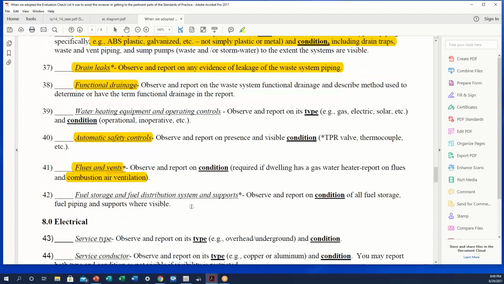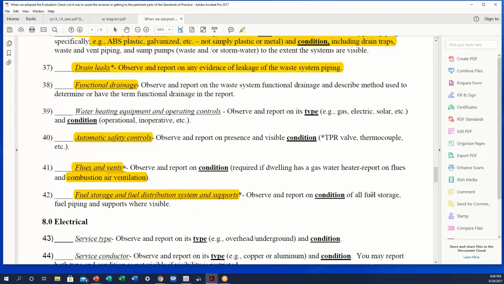Okay, fuel storage and fuel distribution systems and supports. This goes back to fuel oil. So this maybe is an old fuel storage and fuel distribution. Now, if you have a house that has propane, is this a requirement then? Yes, that's what it says. You have to report on the fact that it has a propane tank. Does anybody here inspect propane tanks? Ever? No, you don't really inspect them. So put it on your report. We don't inspect the safety or condition of propane tanks. That's what it needs to say.